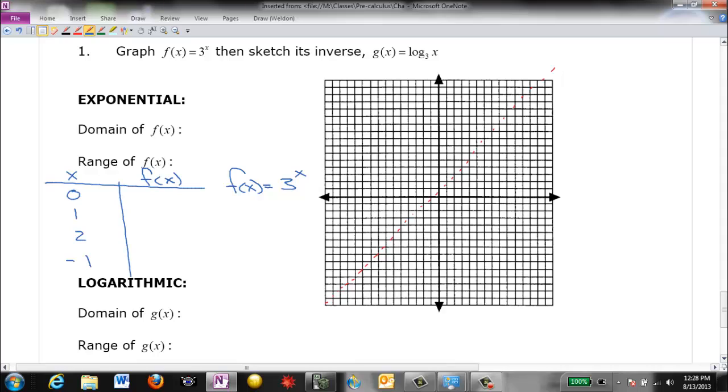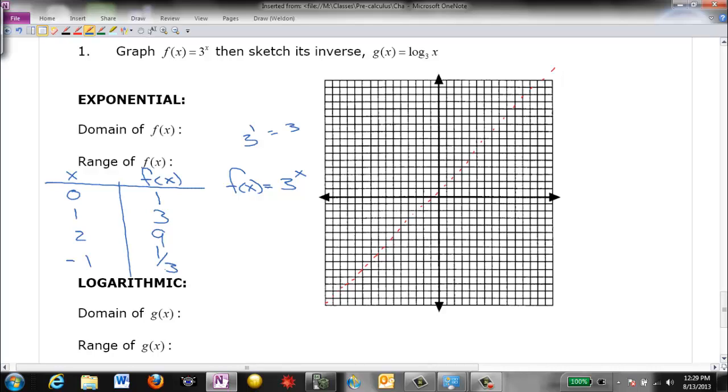So we're going to plug in 0. 3 raised to the 0 power is 1. Okay. So we get a 1 there for 0. If I plug in a 1, right, we get 3 to the first power. That's just going to be 3. So I'm going to put a 3 here. 3 squared is 9, so we get a 9. And 3 to the negative first is 1/3.